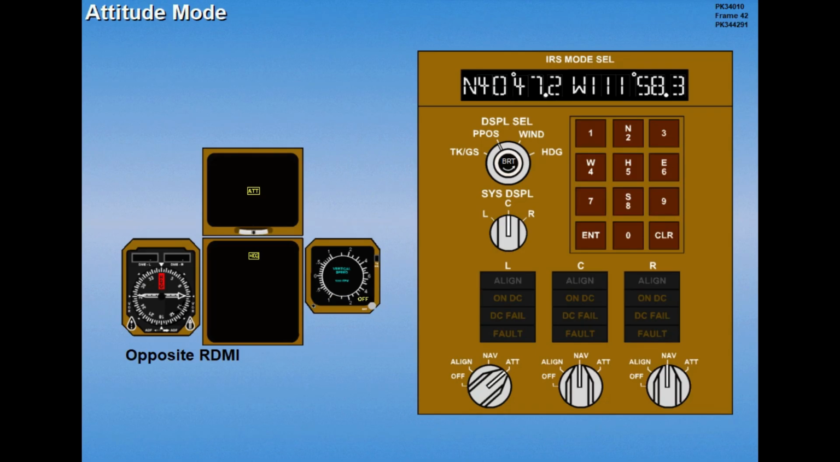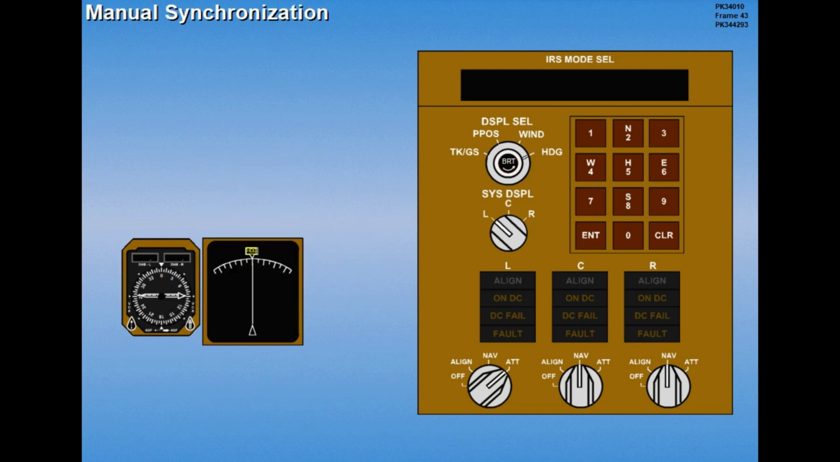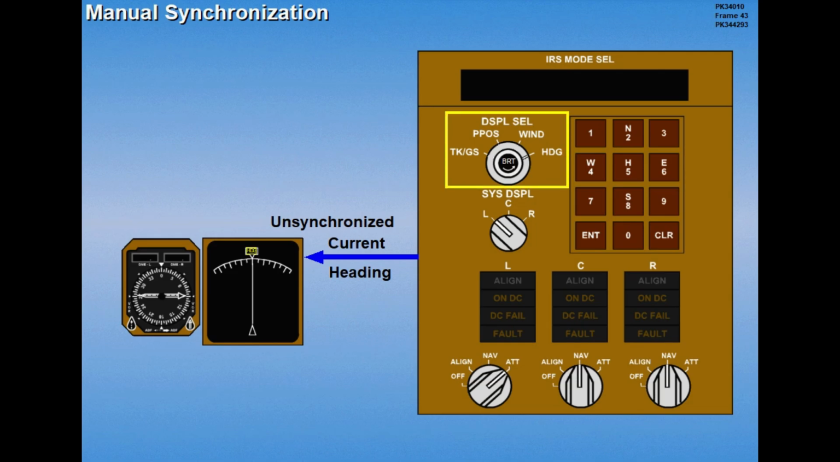While in the attitude mode, the IRS also supplies heading information to the flight instruments. However, this heading information will be unsynchronized. Manual synchronization of the HSI to the compass is accomplished by entering the current heading into the data display. The display selector must be in the heading position.